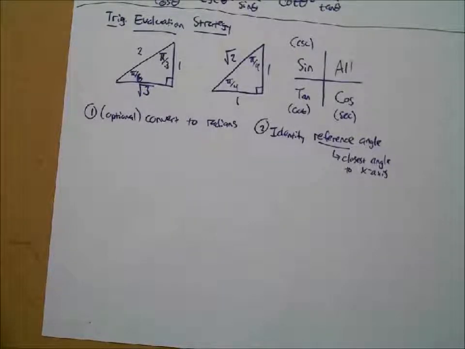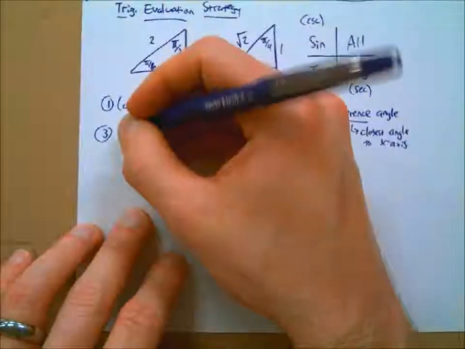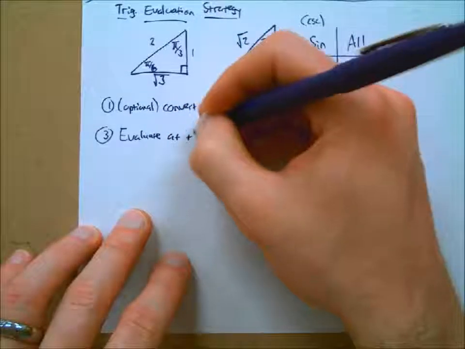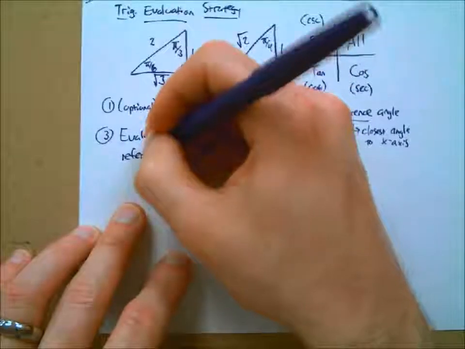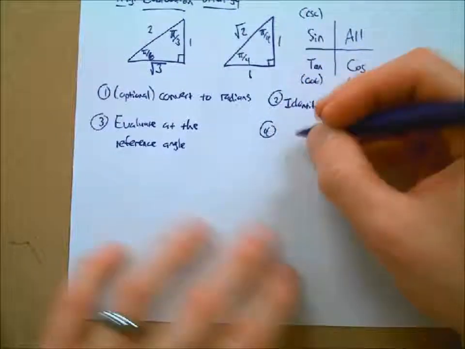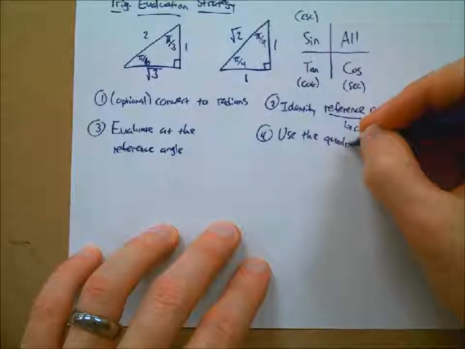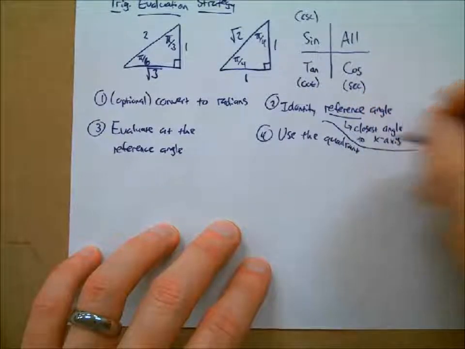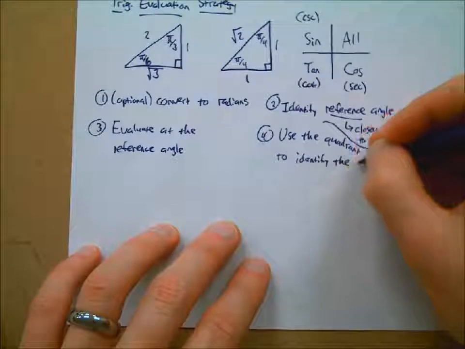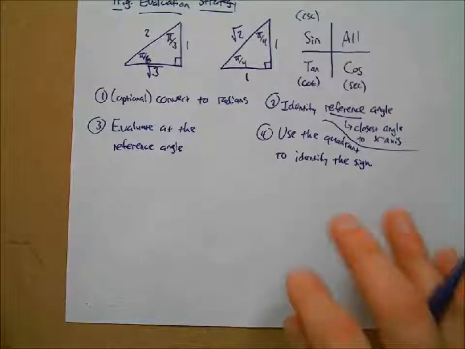So let's start off with a problem here, and I'll add the last steps in. Number 3, evaluate at the reference angle. And then number 4, use the quadrant to identify the sign, positive or negative. So it's just 4 easy steps.